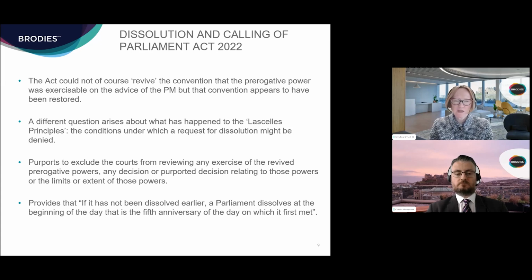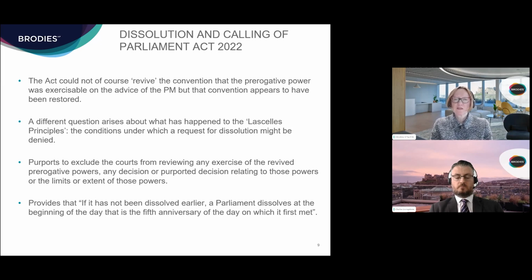But as we have seen from the calling of the most recent general election, it appears to have been restored. The King was content to dissolve Parliament at the request of the Prime Minister on a date of his choosing. I did say earlier that this was an almost untrammelled power. There are, at least in theory, some circumstances in which the monarch might refuse to dissolve Parliament.